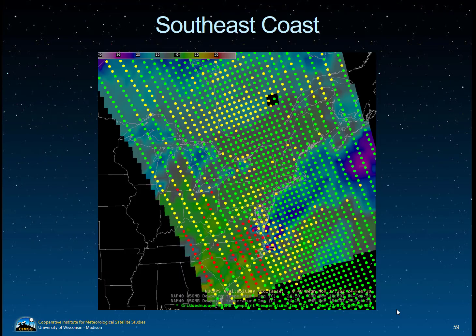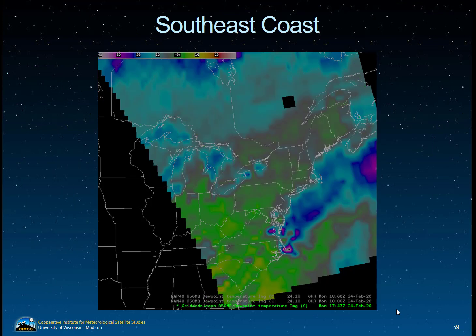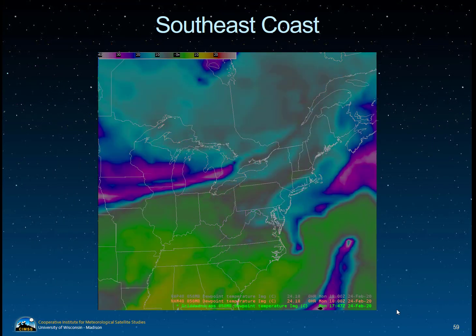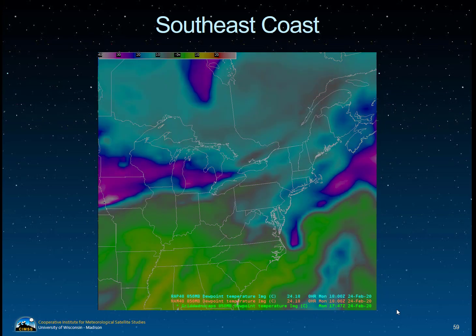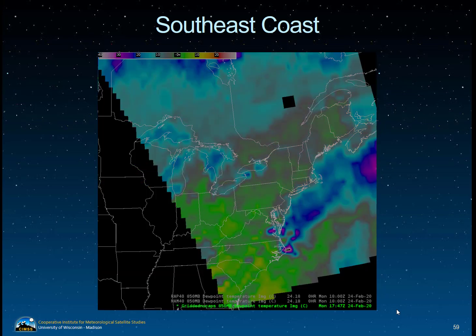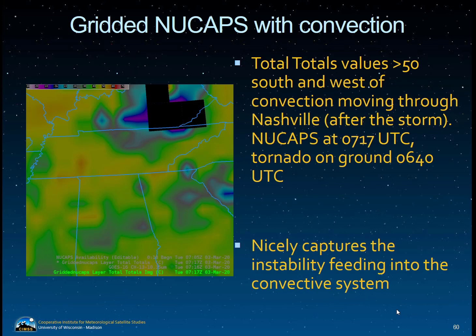This is the 850 millibar dew point temperature from NUCAPS, and we're comparing that to the NAM and to the RAP. They show pretty good agreements. You can use gridded NUCAPS with convection. Gridded NUCAPS here show totals indices greater than 50 just to the southwest of a tornadic storm that moved through Nashville just before NOAA 20 overflew Tennessee.